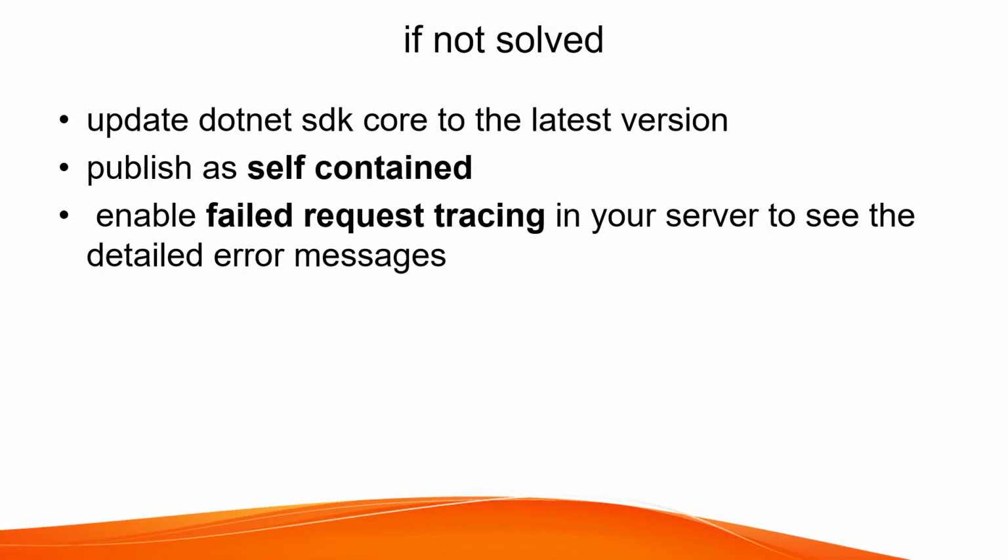And if you still have problems, there are some additional steps that you can take. First thing, you should update your .NET Core SDK to the latest version. And the second one, which some users have reported, is they have published their app and their scripts as a self-contained deployment. And this will copy all the necessary files, and this will show them the error message they are getting if their .NET Core environment is lower than the one on your local machine. And you can also enable failed request tracing in your control panel in your server to see some additional error messages.